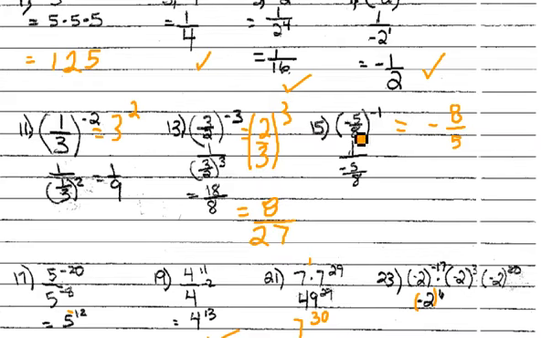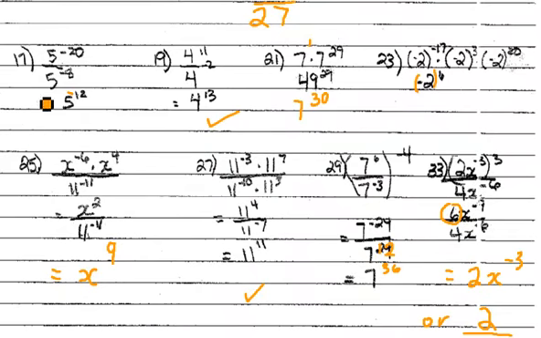Negative 5 over 8 to the power of negative 1 simply means we take the reciprocal of negative 5 over 8, which would be 8 over 5, and it's still negative. So I see what you're doing with these, but I think it's easier doing it the way that I have just explained.